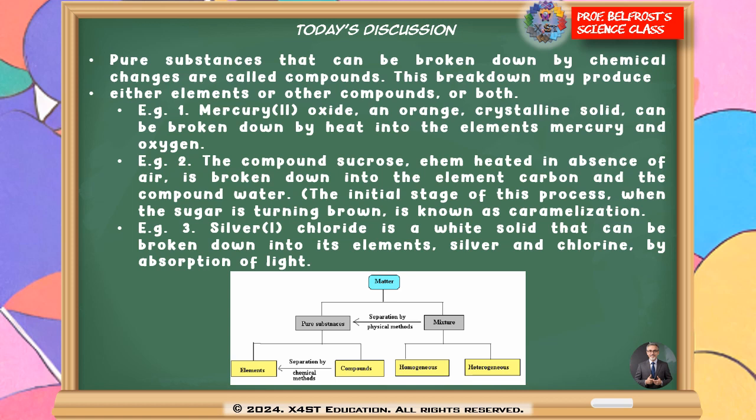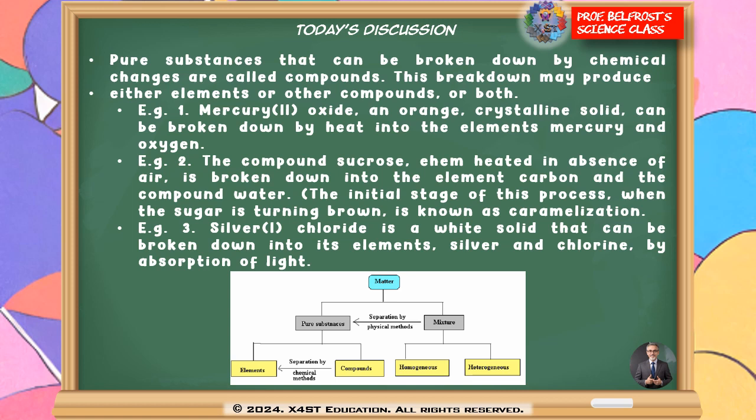The second example, the compound sucrose. When heated in absence of air, sucrose will be broken down into the element carbon and the compound water. The initial stage of this process, when the sugar is turning brown, is known as caramelization. Maybe you love having caramel candy. Yeah, I love it too.